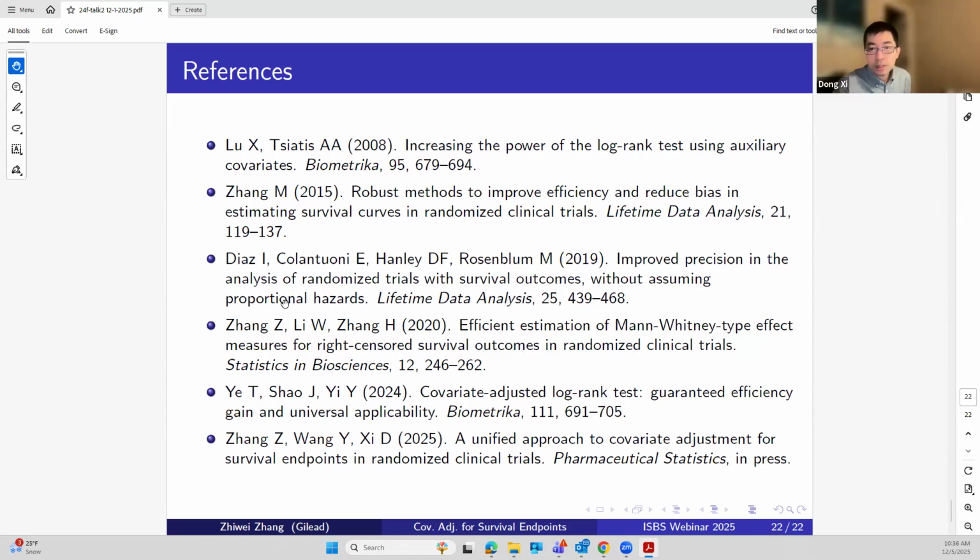So maybe Zhiwei, could you confirm in the chat the link to the package? Well, actually, I don't remember off the top of my head, but it's given in the paper. It seems to be on GitHub.